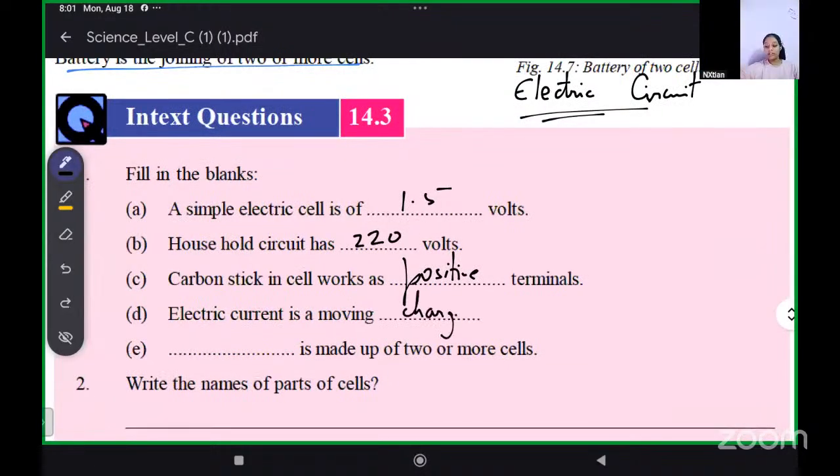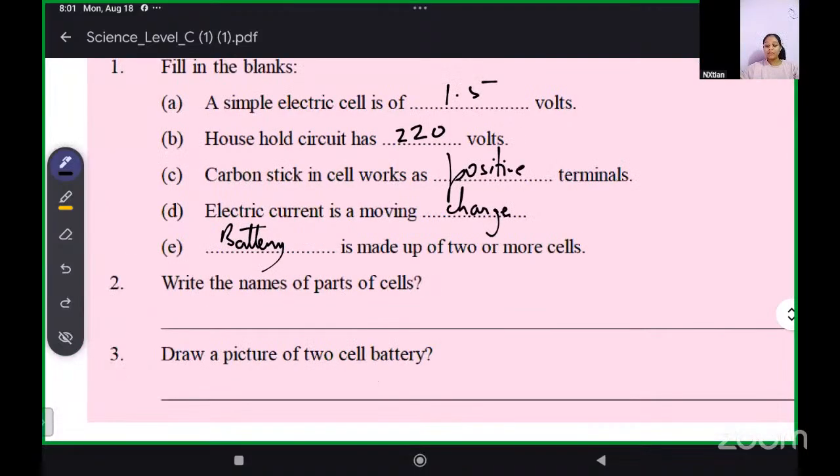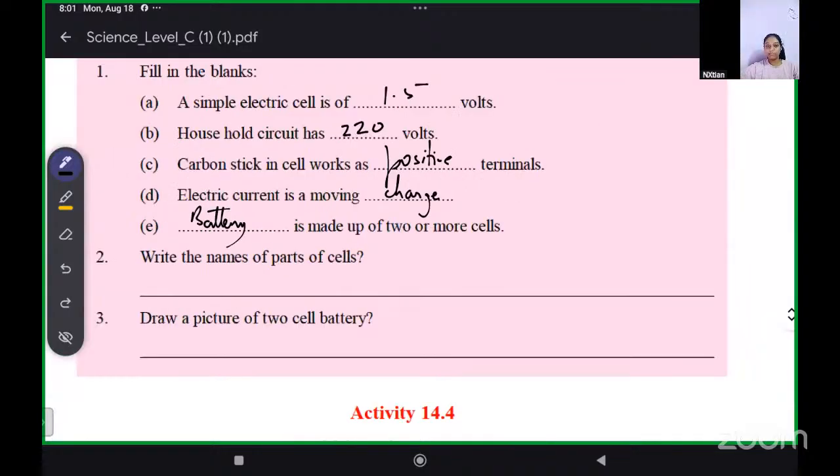Dash is made up of two or more cells. What's made up of two or more cells? Abraham. A battery is made up of two or more cells. Yes. A battery is made up of two or more cells. Now, write the names of parts of the cells. Can any one of you tell me the parts of the cell?